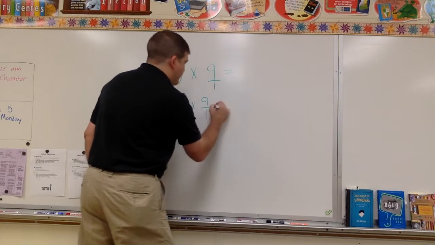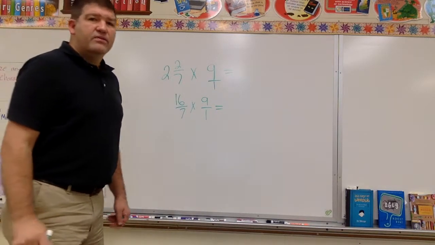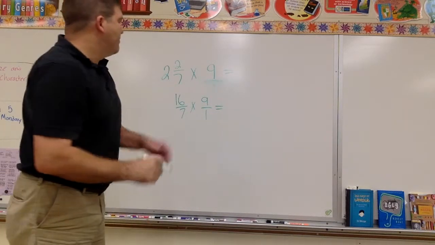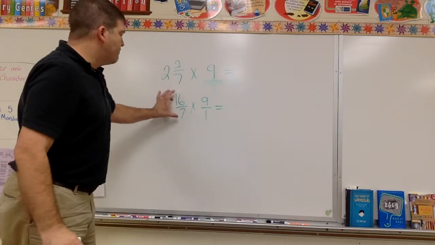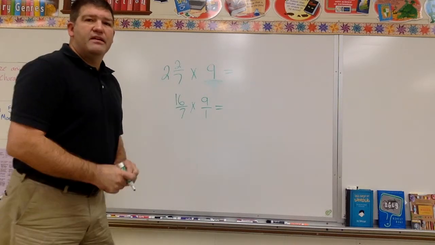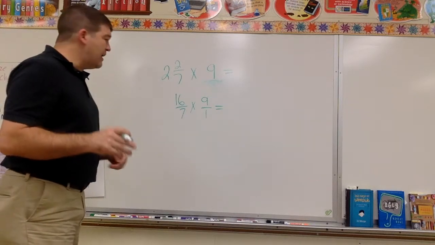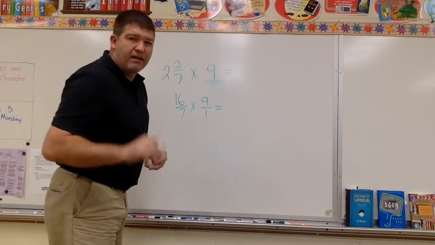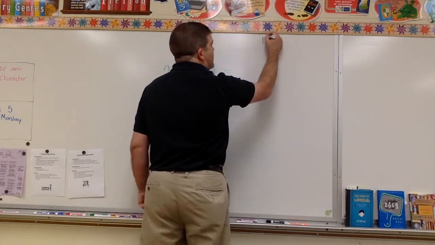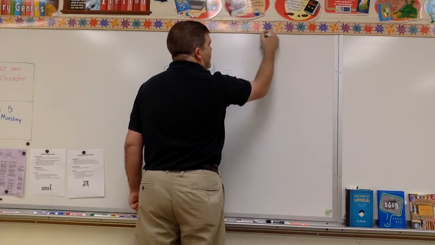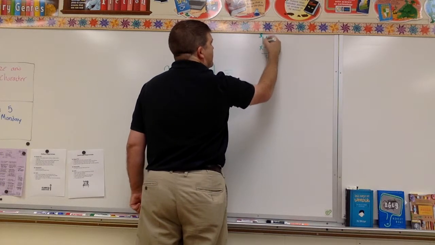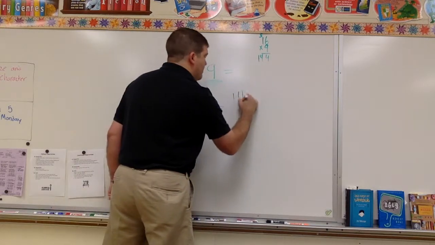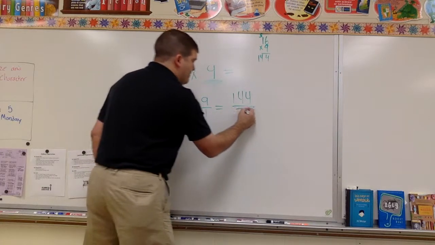9 over 1 equals. Okay? So now I go from a mixed times a whole to a fraction times a fraction. This I can do. And then I just got to take my time. Now, 16 times 9, I could use my calculator if I wanted to, or I could just come over here. 16 times 9, 54, 9 and 5 is 14. Okay, so I have 144 over 7.